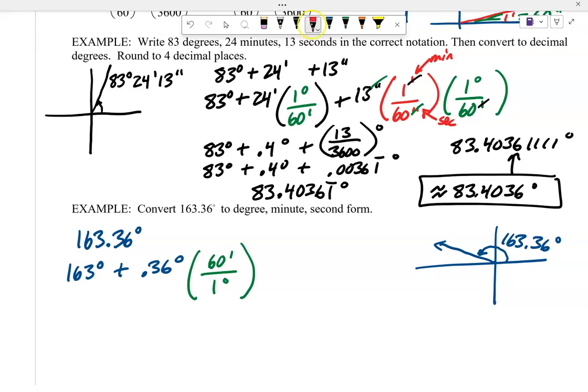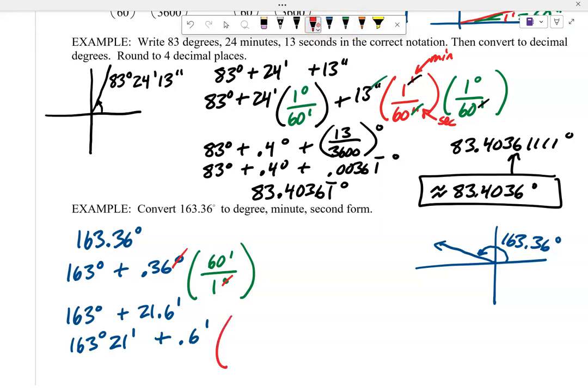For every 60 minutes, there's 1 degree. See how my degree units cancel. So I have 0.36 times 60, which is 21.6. So I have 163 degrees plus 21.6 minutes. Okay. Now the 21 part is great. I want to keep that. 163 degrees, 21 minutes. It's the 0.6 minutes that I got to keep going with.